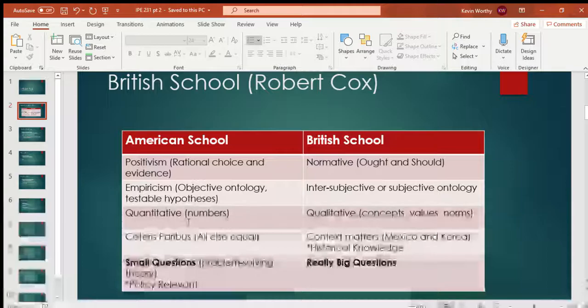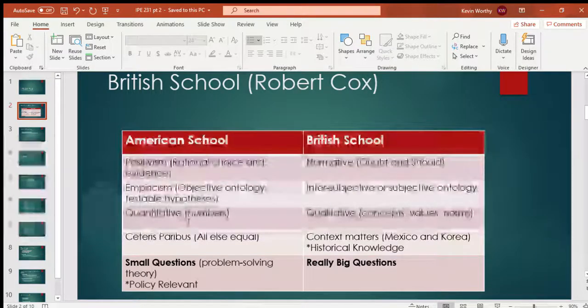The other part is that the American school deals with small questions, right? This is called problem-solving theory. So you have an issue, right? We're dealing with issues right now. How do we solve those problems, right? How do we get the supply chain more functional, right? How can we make sure that things are on the shelves when we go to the store to buy them? How can we make sure that people aren't hoarding and price gouging, right? These are problem-solving issues. So we call this in political science policy relevant, right?